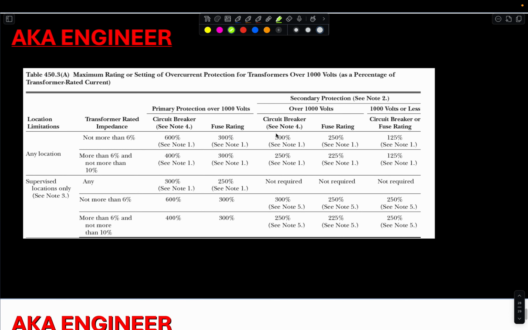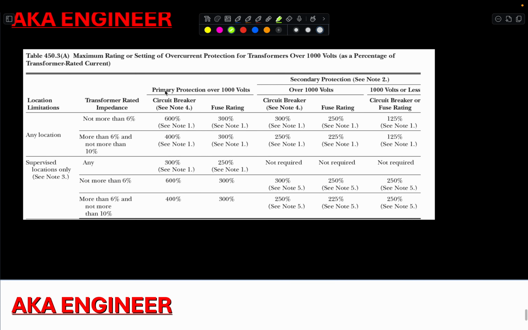Okay, so here are our tables. Table 450.3(A). So here's your location limitation, any location, supervised. These are important to take away, so where it's located versus supervised, and then transformer rated no more than 6%. So given the impedance, if it's 6% or less, or if it's more than 6%, here are your criteria that you need to follow.